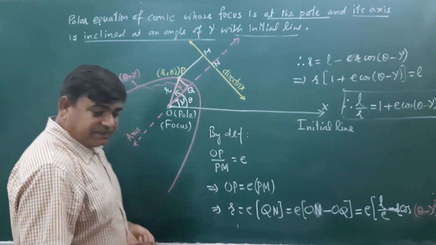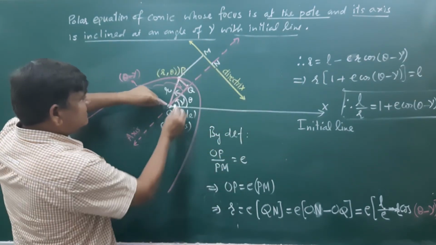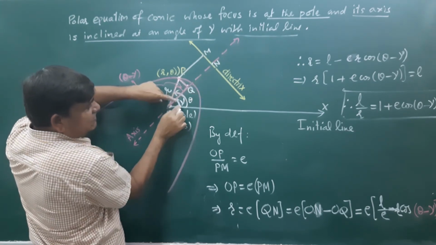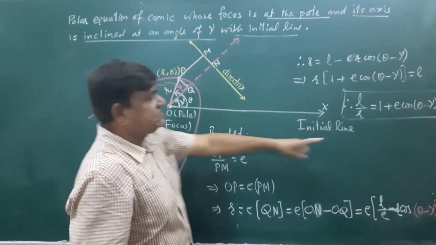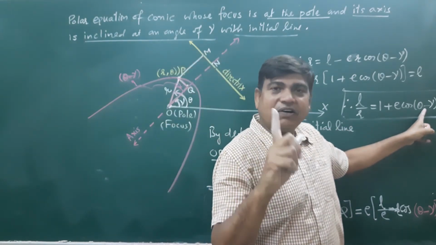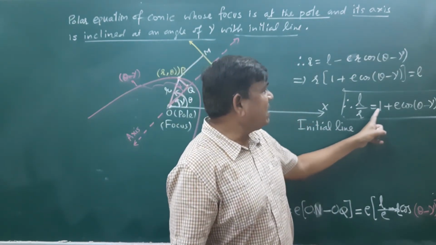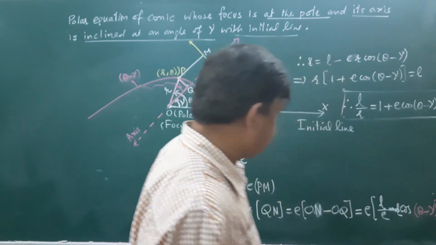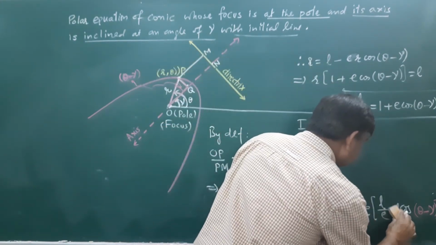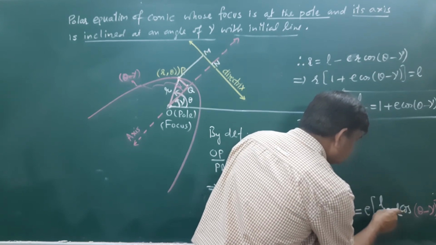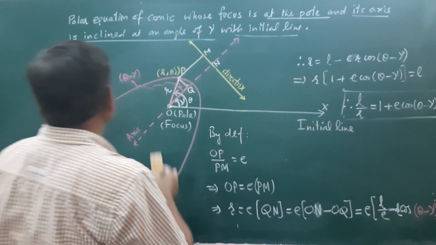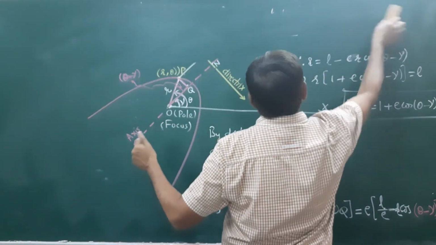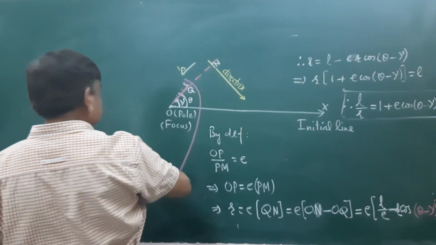Remember, this angle is gamma. If gamma is 0, then you find the original equation, that is L upon R equals 1 plus E cos theta. So this is the important article.